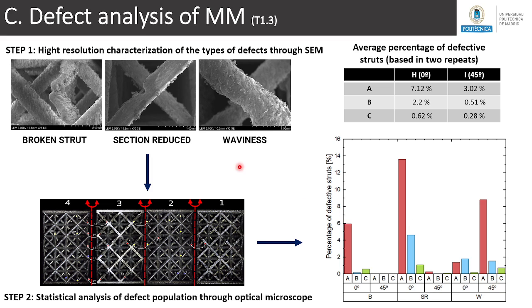Then a defect analysis of the metamaterial structures was performed. First, we did a high-resolution characterization of the types of defects through SEM, and we saw that we mainly had 3 types of defects: broken struts, section-reduced struts, and waviness in the struts. Then we did a statistical analysis of the defect population through optical microscope, obtaining these results. We can see that lattice A is the one with the most defects in the horizontal struts.